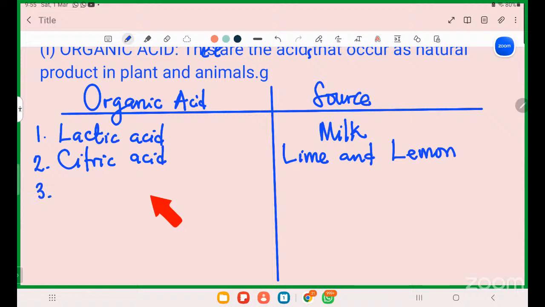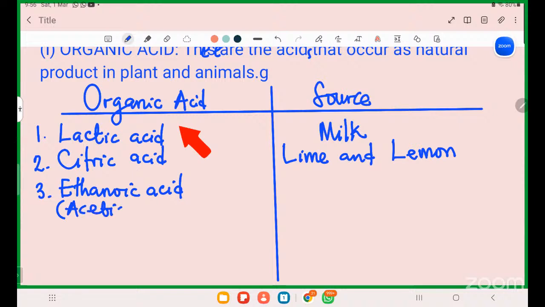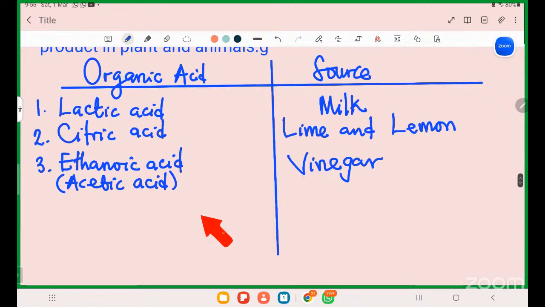Another example of organic acid is your ethanoic acid, which is also known as acetic acid, which is the common name. So what is its source? In vinegar, that is where you get it. You have to know the source together with the examples of organic acid. Make sure you know their source.